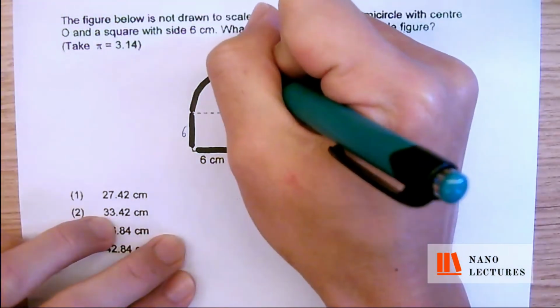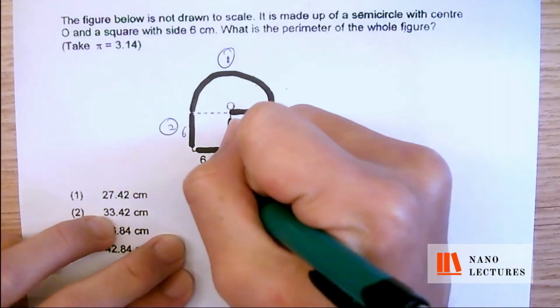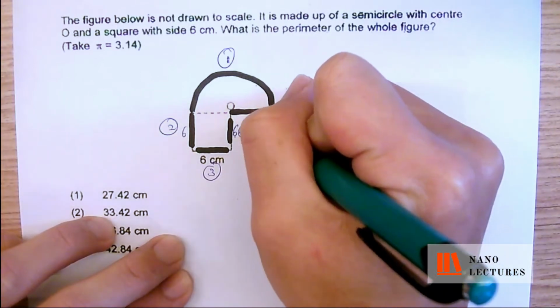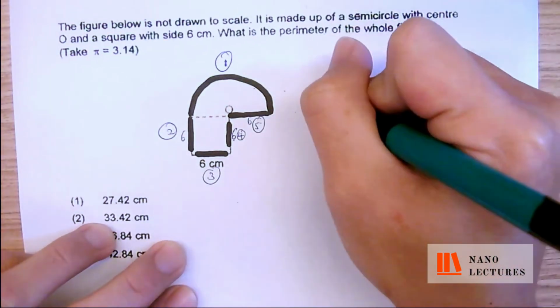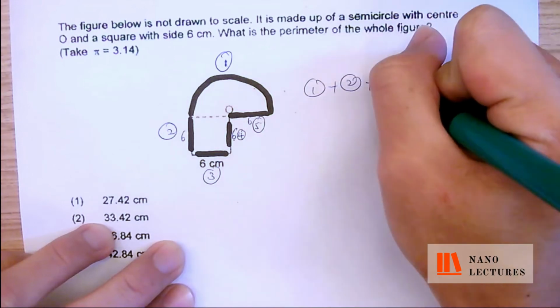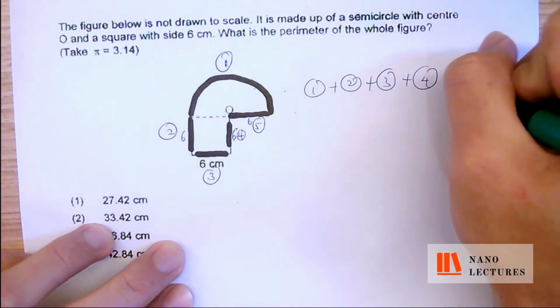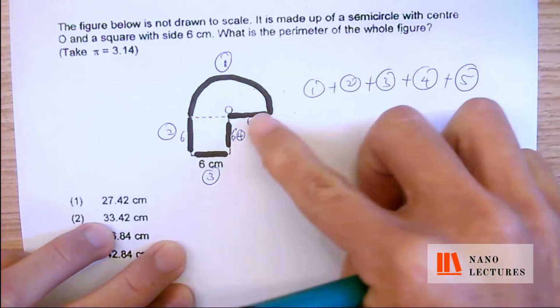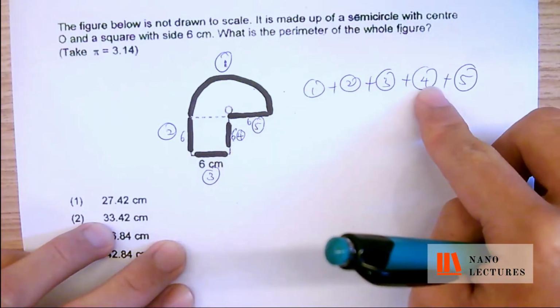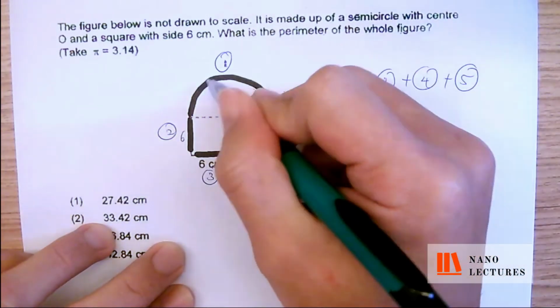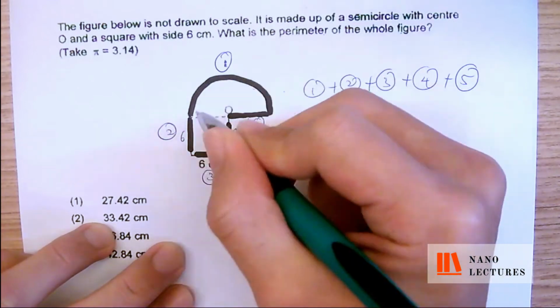So this is number 1, number 2, number 3, number 4, number 5. So we know that our answer will be 1 plus 2 plus 3 plus 4 plus 5. While parents are watching, this will be a good practice to remind your kids about this portion. Okay, how do we find 1? 1 will be the circumference of a semicircle, right?